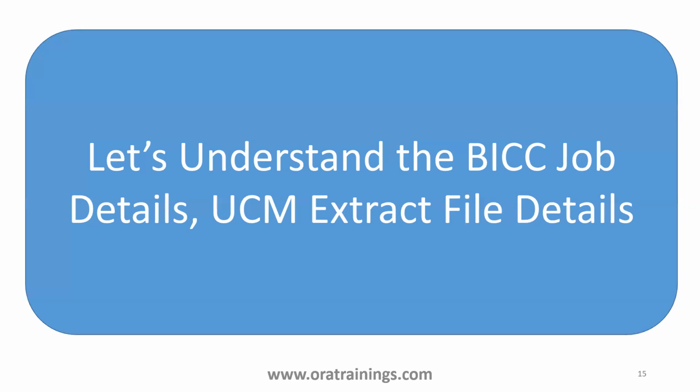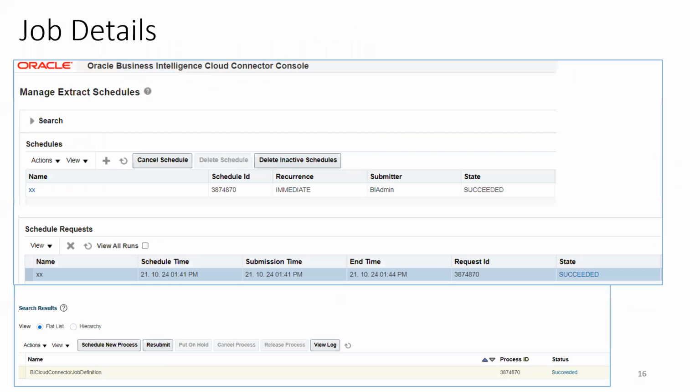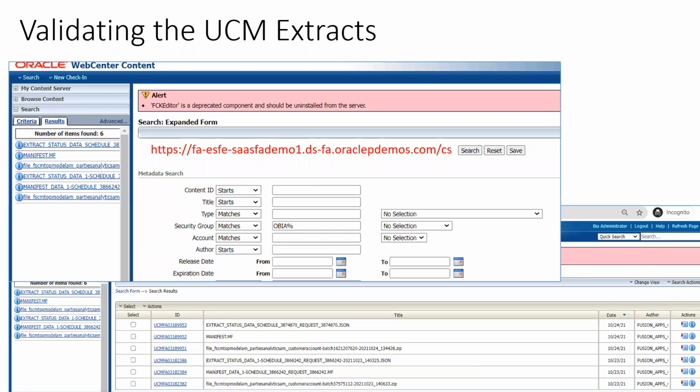Many jobs we'll discuss. But for now, we'll try to understand what happens when you run a job. When you run a job, it will have the job ID and request ID. Based on the request ID, you can search in your ESS scheduled page. In the BICC also, you can get the information whether it is running, success, wait, or error. And in the OBIA, when you search it, you'll get the list of files which match.